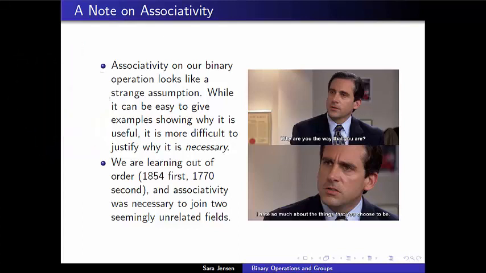It's easy once we start dealing with groups that associativity is actually a very useful property. But it's very difficult to justify why on earth associativity is necessary in order for us to have a group. So associativity can be a very confusing point when you're just learning about the definition of groups because you need it and yet you don't really see why. My short answer for why we need associativity is that we are currently learning group theory out of order from how group theory was created, which is a very common thing in mathematics.